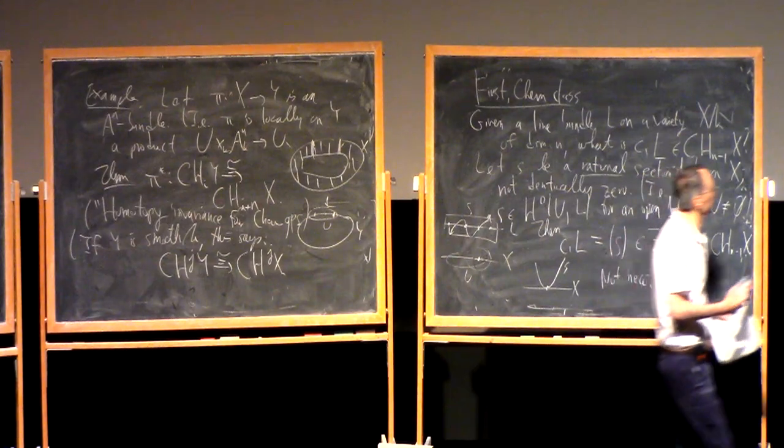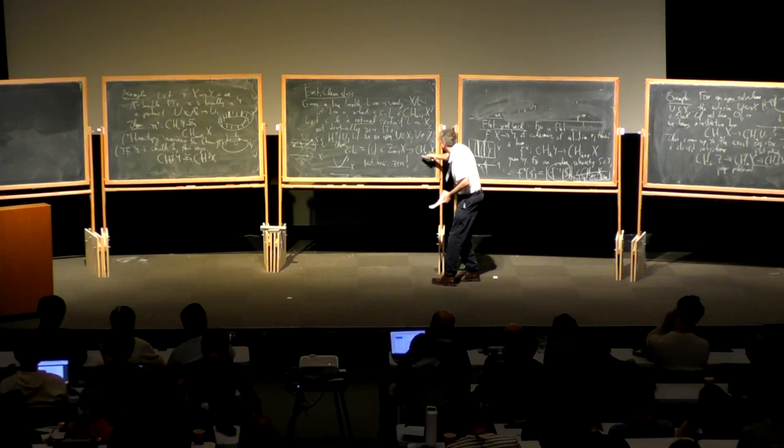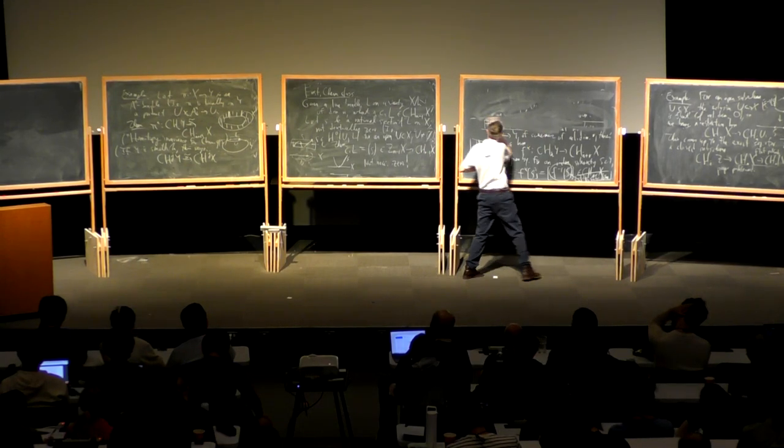Okay. But of course, if L was the trivial line bundle, then this would be zero in Chow groups, as you would expect.